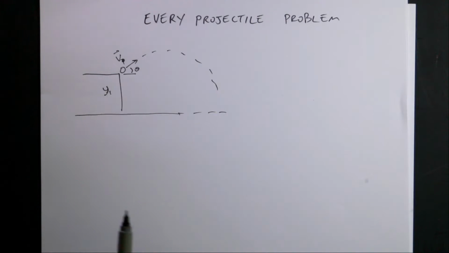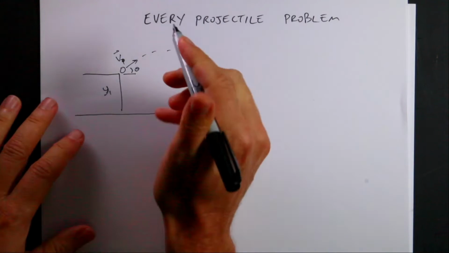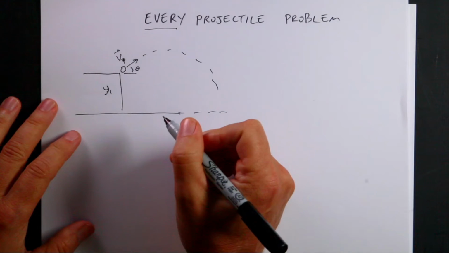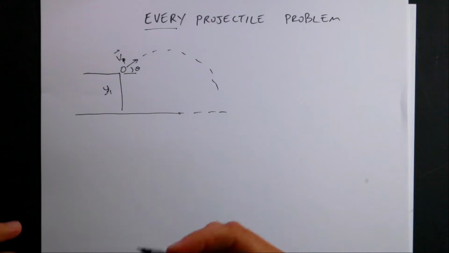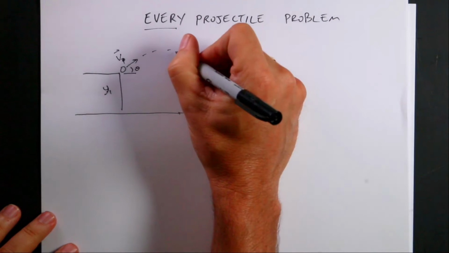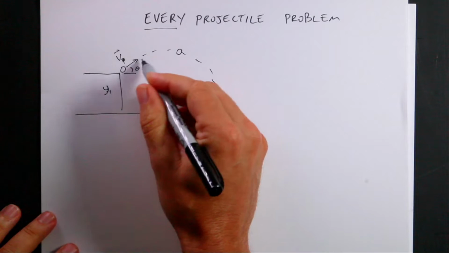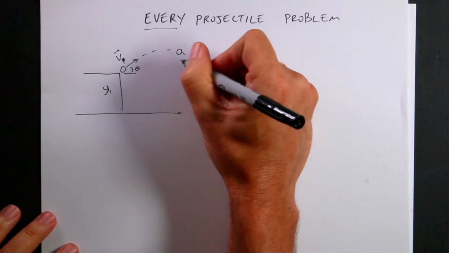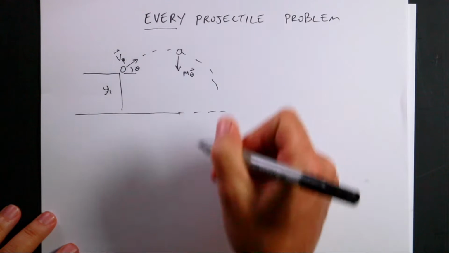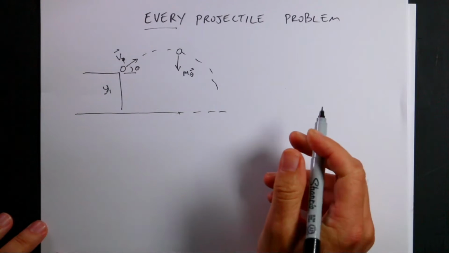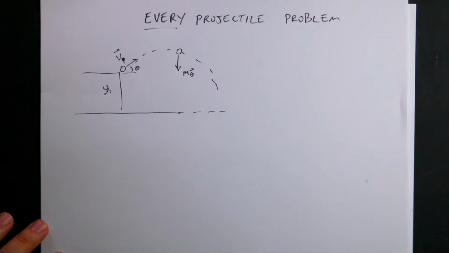I am going to solve basically every projectile motion problem. So let me go ahead and start off with the definition of projectile motion. If I have an object moving in the air and there's only the downward gravitational force of mg, there's no air resistance, there's no rockets, there's no nothing else.